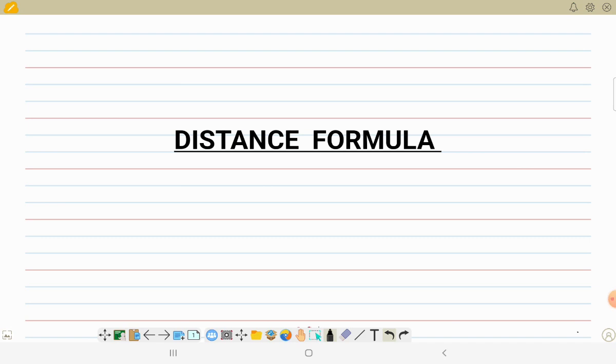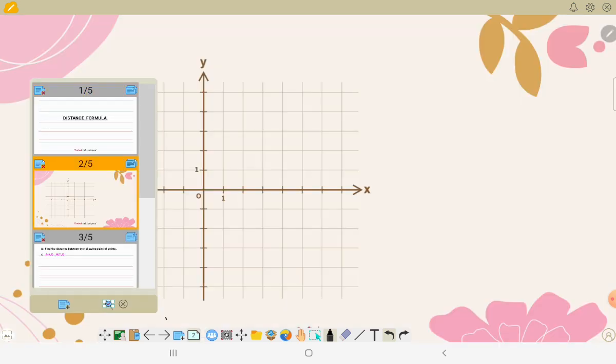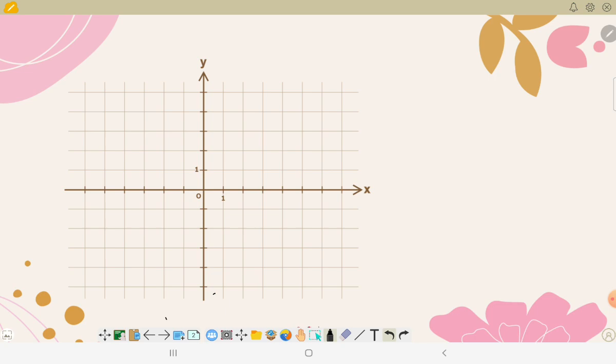In this video, we are going to find the distance between the 2 points with the help of a distance formula. Let's first find out what the distance formula is. We all know that the plane is divided into 4 quadrants by 2 perpendicular lines. These 2 perpendicular lines are called the x-axis and y-axis. The point where the 2 axes meet each other is called the origin.